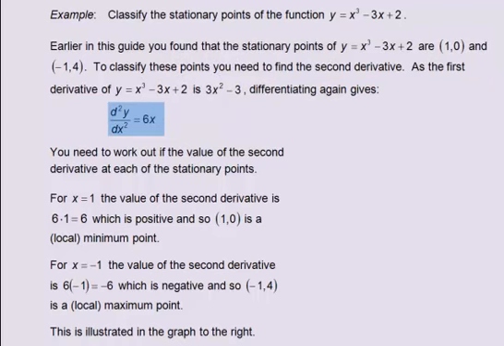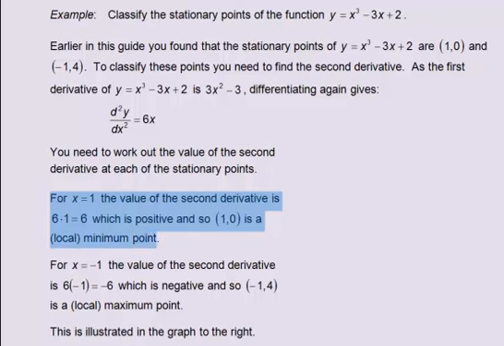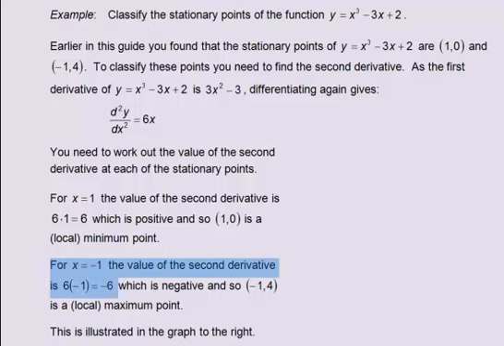d2y over dx squared, the second derivative, equals 6x. You need to work out the value of the second derivative at each of the stationary points. For x equals 1, the value of the second derivative is 6 multiplied by 1, which equals 6, which is positive, and so (1, 0) is a local minimum point. For x equals minus 1, the value of the second derivative is 6 multiplied by minus 1, which is minus 6, which is negative, and so (-1, 4) is a local maximum point.